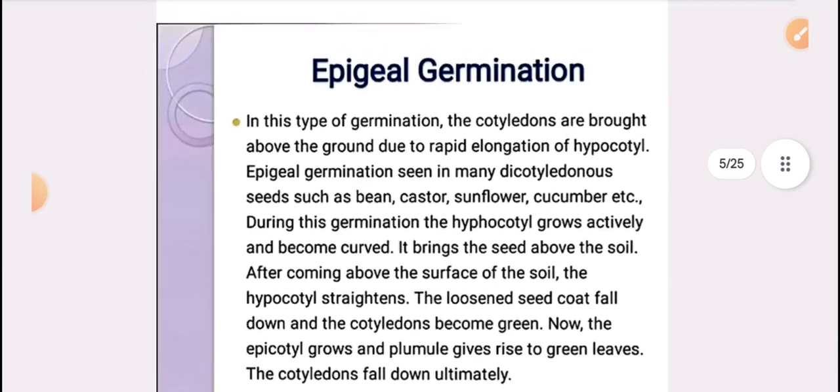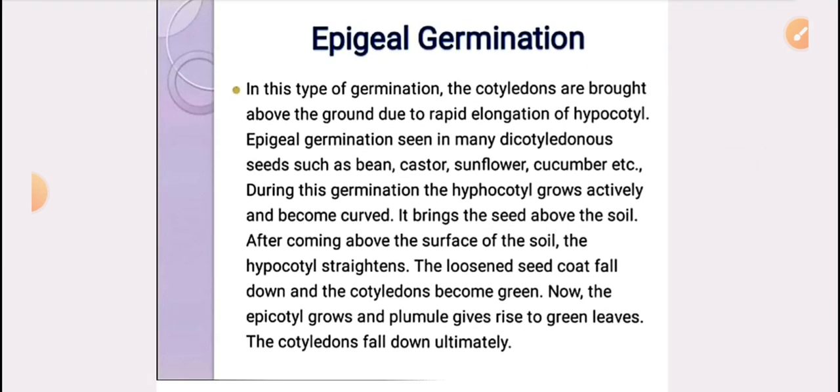The first type of seed germination is epigeal seed germination. In this type of germination, the cotyledons are brought above the ground due to rapid elongation of the hypocotyl. Epi means above. That means when cotyledons emerge out from the soil into the aerial part above the ground, that type of germination is called epigeal germination. This type is seen in many dicotyledonous plants such as bean, castor, sunflower, cucumber, etc.